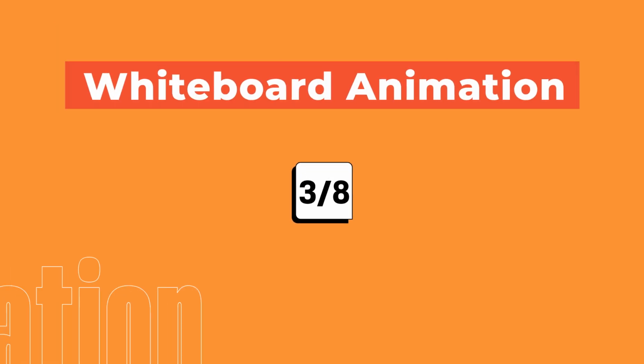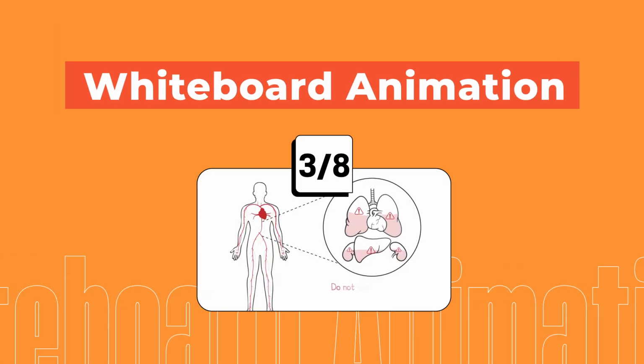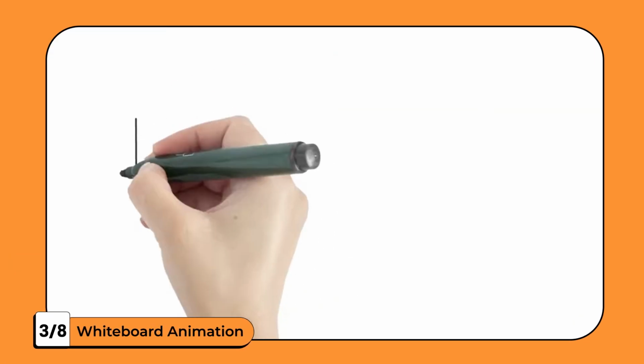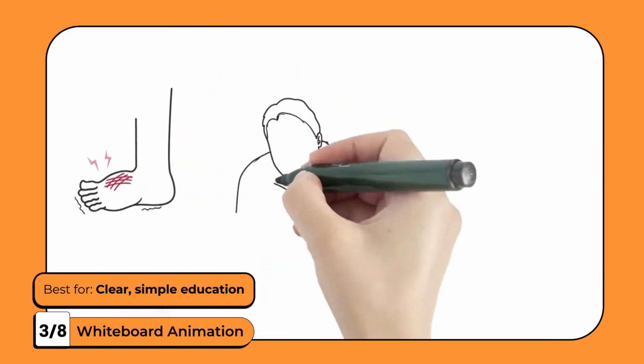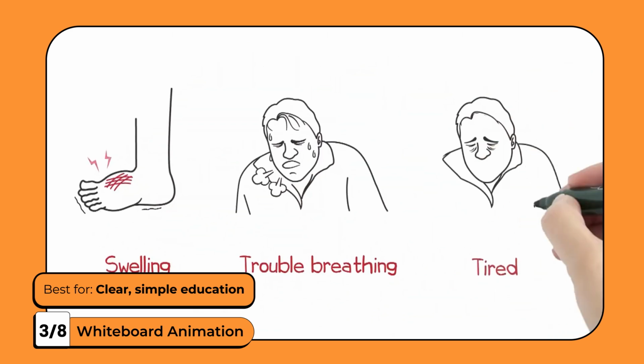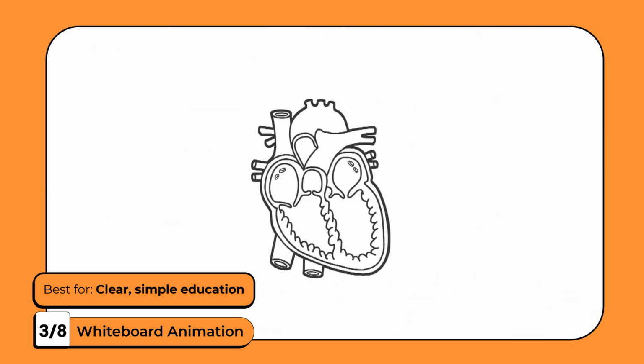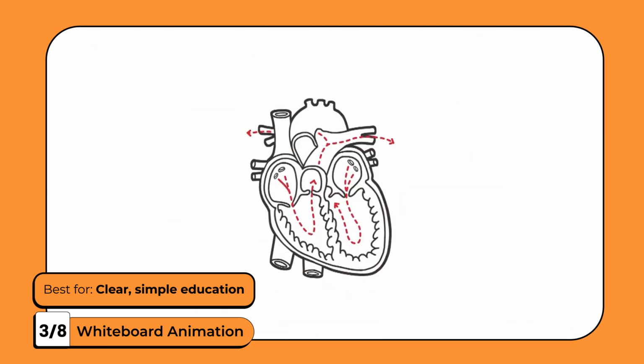Number 3, whiteboard animation, simple hand-drawn visuals that develop right before your eyes. It's perfect for explaining processes without overwhelming viewers with too much detail, and for toning down heavy or complex topics such as blood and gore.